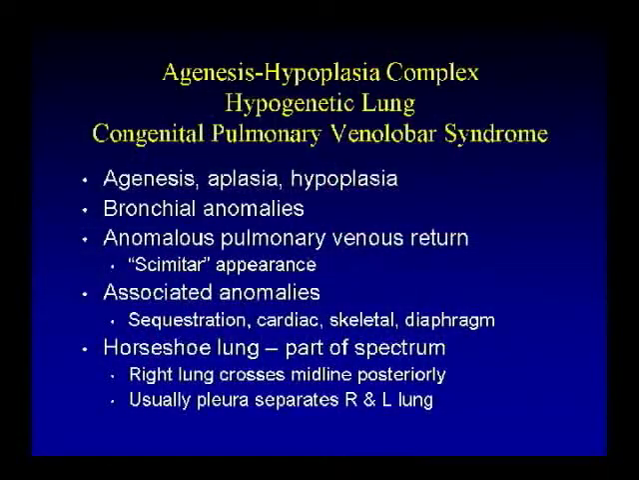The bronchi may be asymmetric as well, and it's better to think of it as a complex of findings that may be associated, sometimes known as congenital pulmonary venolobar syndrome or hypogenetic lung. There can be a variety of features that are associated with it, and that's in your handout. In the interest of time, we'll just keep moving on.